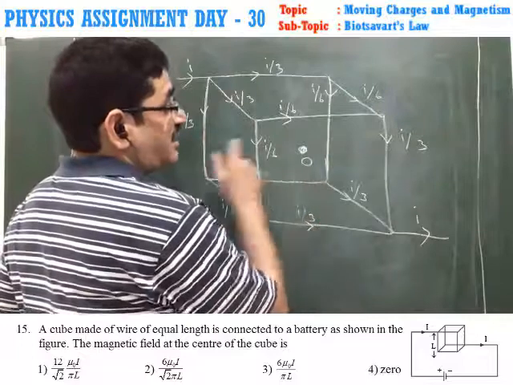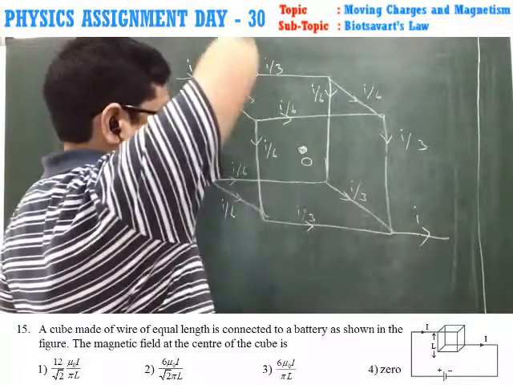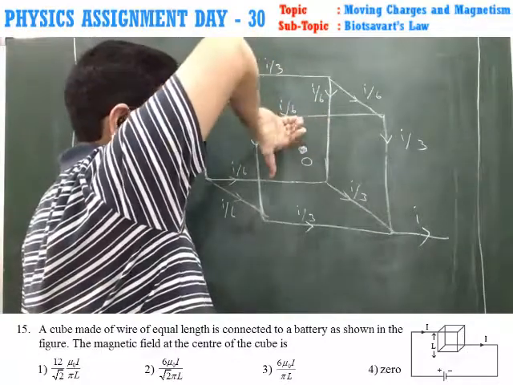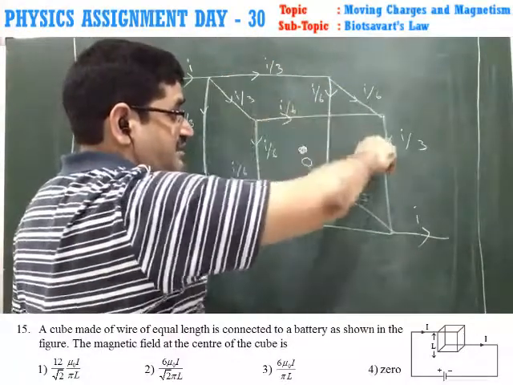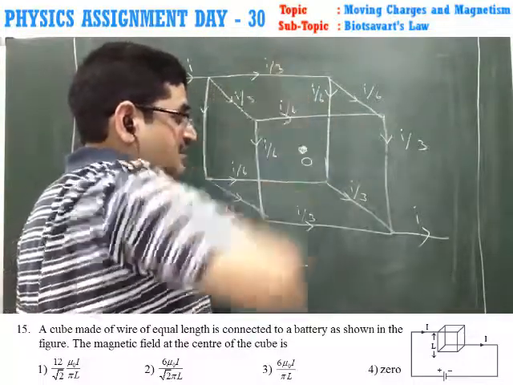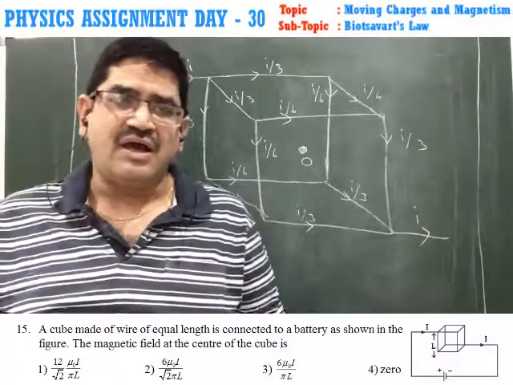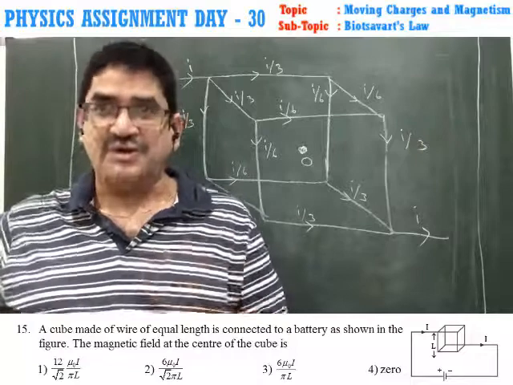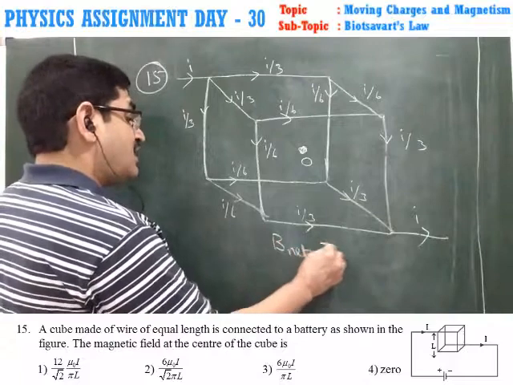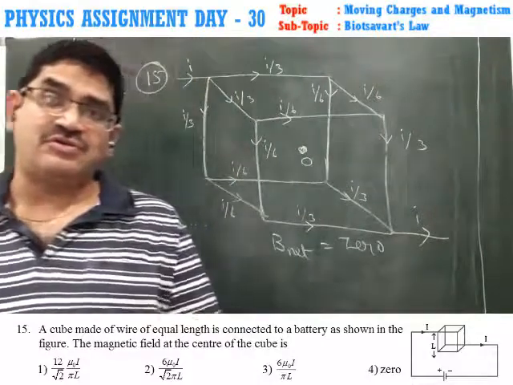Similarly, consider the diagonally opposite points, these 2 points. At O, due to this current carrying conductor, the magnetic field will be like this, and due to this current carrying conductor, the magnetic field will be like this. This is out of the plane and this will be into the plane, so again they are equal and opposite. All of this is symmetrical, all the fields will become 0, and finally the answer is B net equal to 0. Net field will be 0. So you have to understand through the figure only.